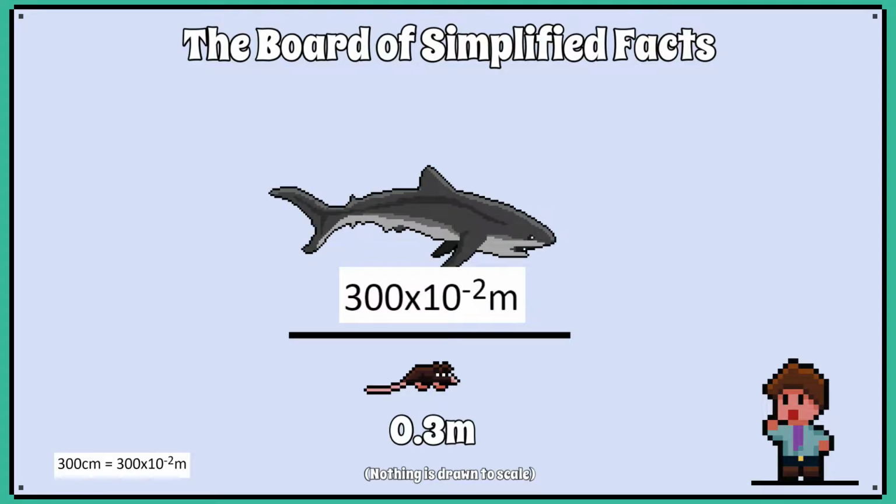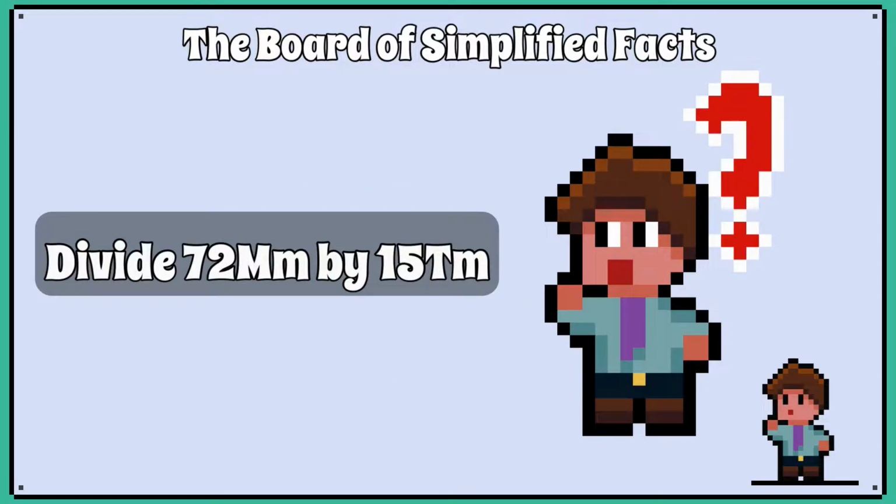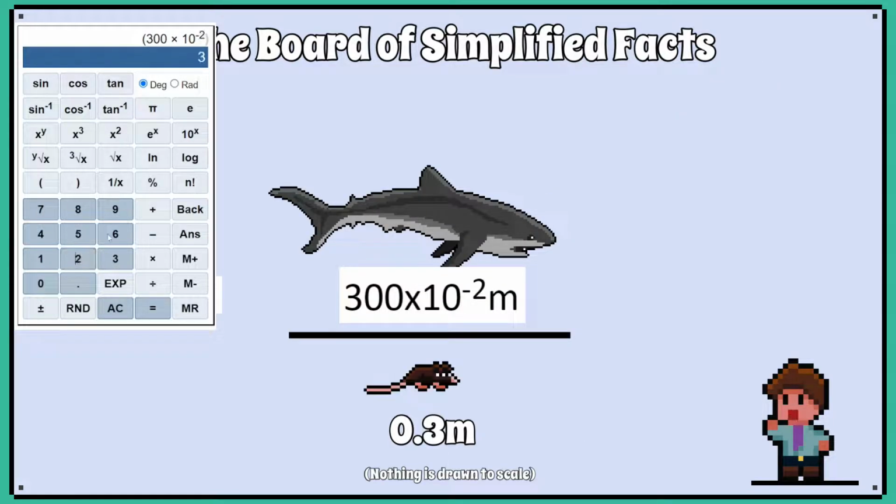But the shark is really 300 times 10 to the negative 2 meters. I know most of you can just convert 300 centimeters into meters with ease, but it is a good habit because you won't find it easy converting megameters into meters, etc. Remember, the centi before meter means to the power negative 2. So we get 300 times 10 to the negative 2 divided by 0.3 meters, which is 10.